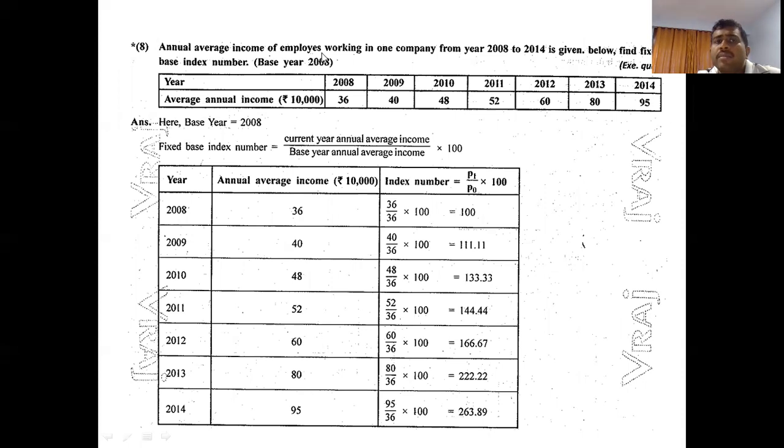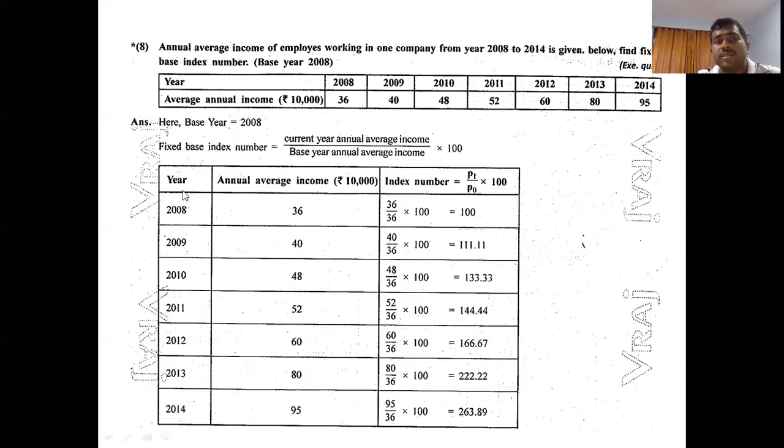The average annual income of employees working in one company from the year 2008 to 2014 is given below, right? Find the index number. Now they are saying base year. So now it's a full exercise question, the revision part. Whatever formula we have done, we have to revise in a perfect way. Now just see what is asked. They're asking to find the fixed base index number. What is the formula? Fixed base index number is equal to value of variable in current year upon value of variable in base year into 100.